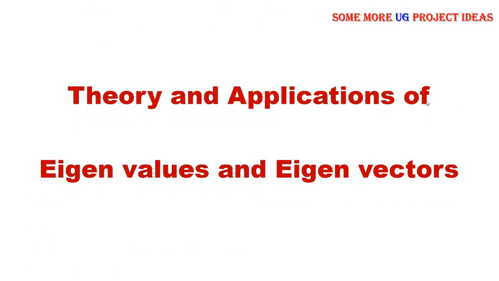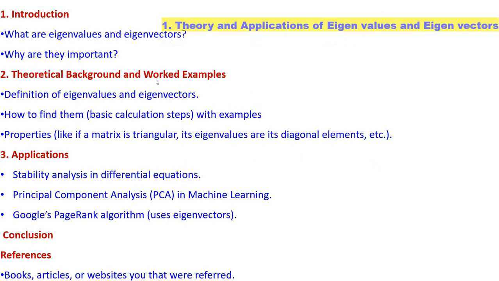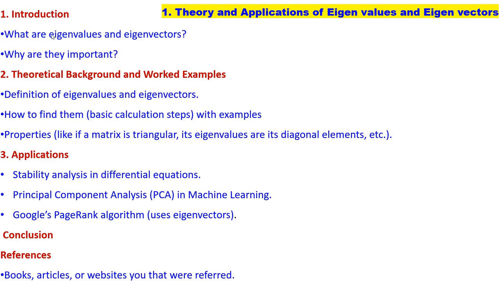So first we will see here, in depth the project is not explained, just the outline is given. For the first one, theory and applications of eigenvalues and eigenvectors, you can have the introduction. In that, you can say what you mean by eigenvalues and eigenvectors, and why they are important. Then in the main chapter, theoretical background and worked out examples.